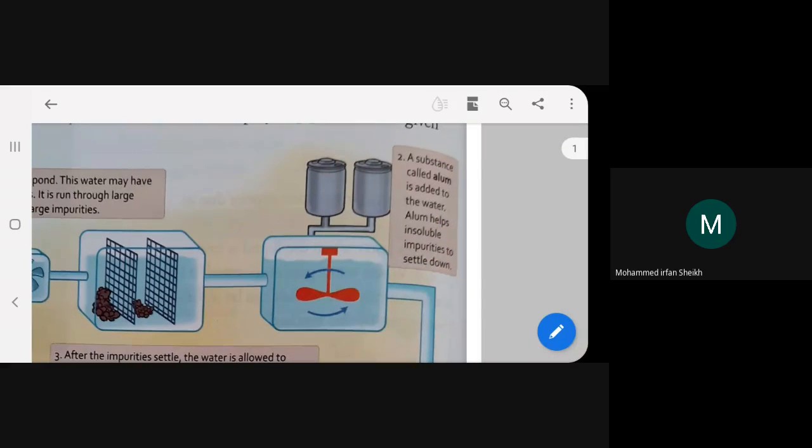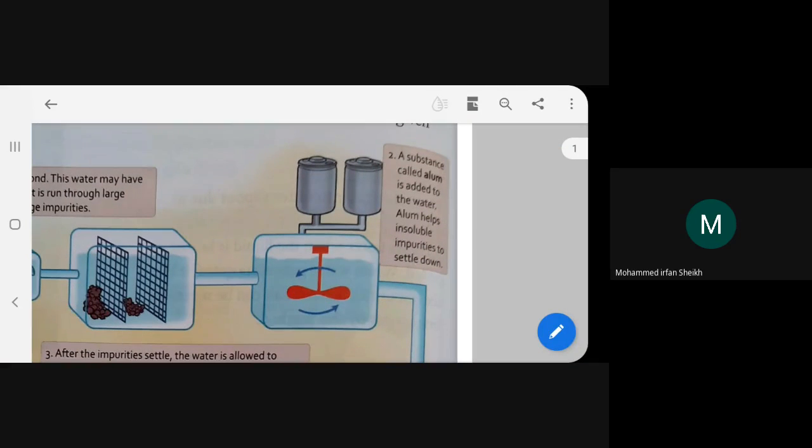Now alum, you have heard the name fatakdi in Gujarati. Your mother may have used that word. No? Okay, you don't know that. Okay, fine. So it is a type of substance which is added to the water. So when we add that substance to the water, what happens?